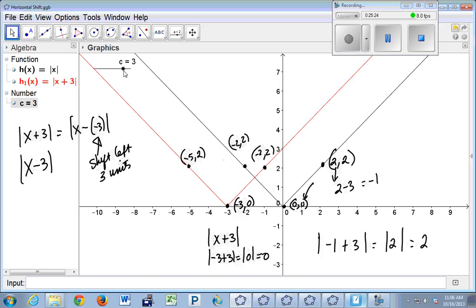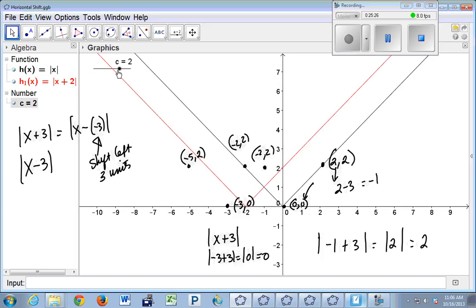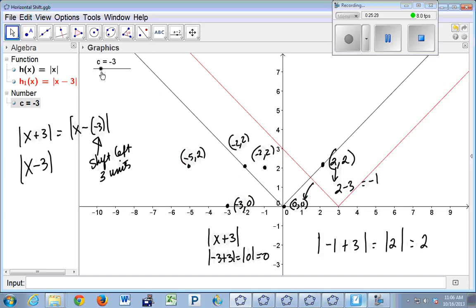How many units? X take away 3. So in this form of x plus c, when c is negative, it becomes x plus a negative 3, which is x take away 3, and that moves to the right. So it's totally counterintuitive.